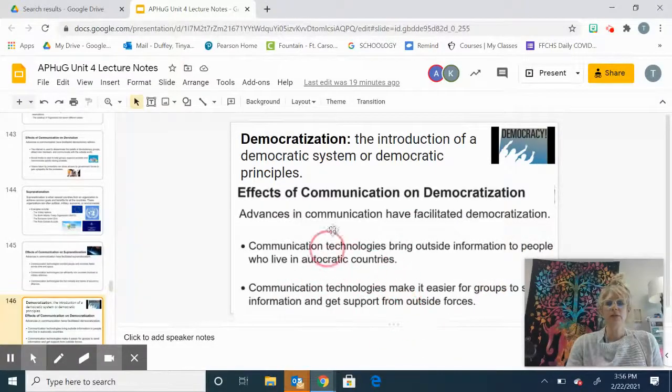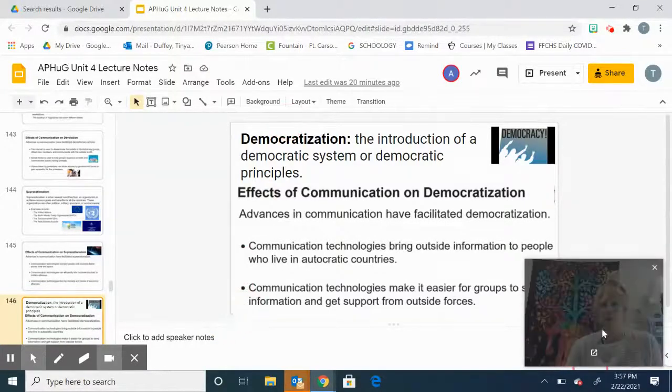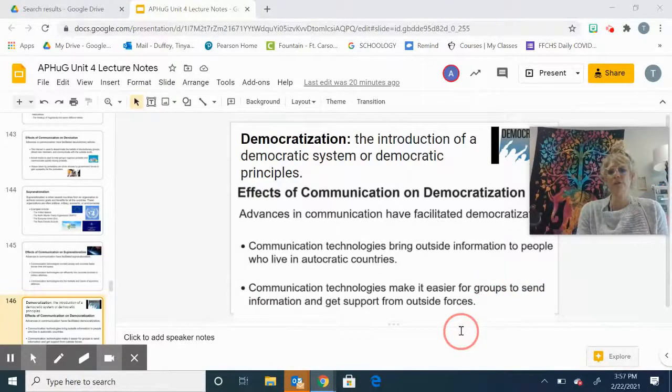Two bullets. Advances in communication have facilitated democratization, and that's where communication technologies bring outside information to people who live in autocratic countries, which might be like a dictatorship. Think about North Korea, where people are under the dictatorship of Kim Jong-un, and they don't have any information from outside their country because everything they get to listen to is controlled. Another bullet is that communication technologies make it easier for groups to send information and get support from outside forces.